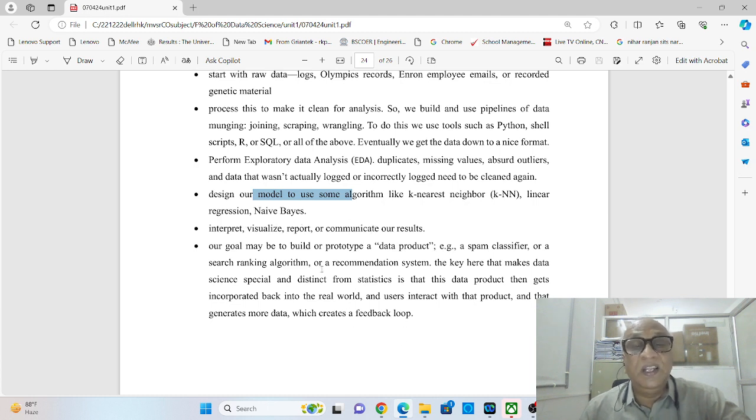Now ultimately, in a data science process, the goal is to design a data product. That data product can be a spam classifier or a search ranking algorithm or a recommendation system. So how a data science process is distinct from a statistics process is that the data product again goes back into the real world, and with this new data product, the user interacts and generates more data, which creates a kind of feedback loop.